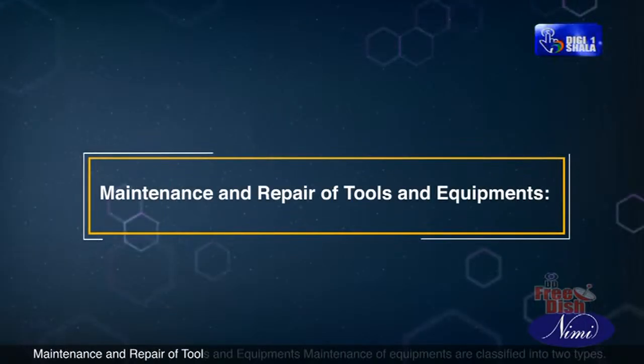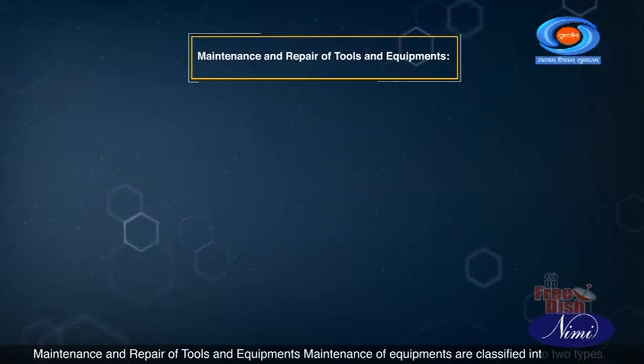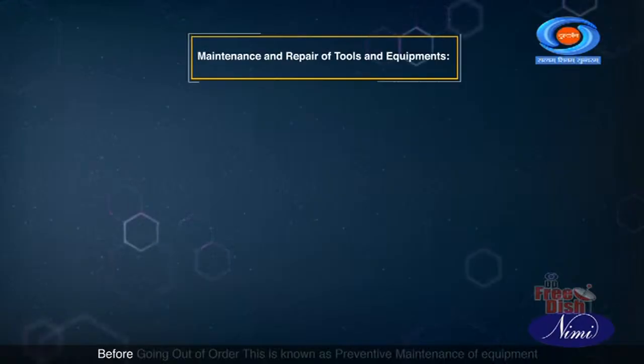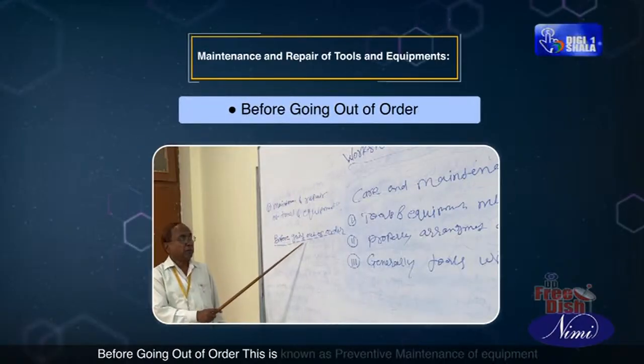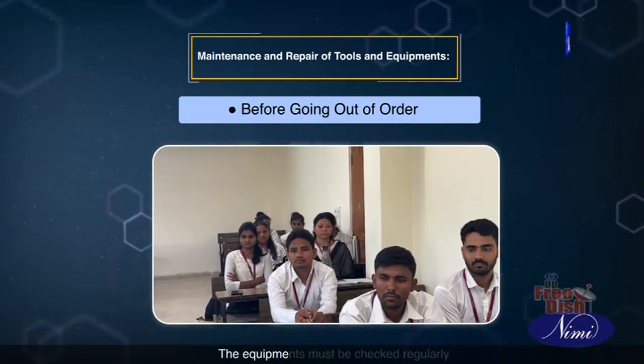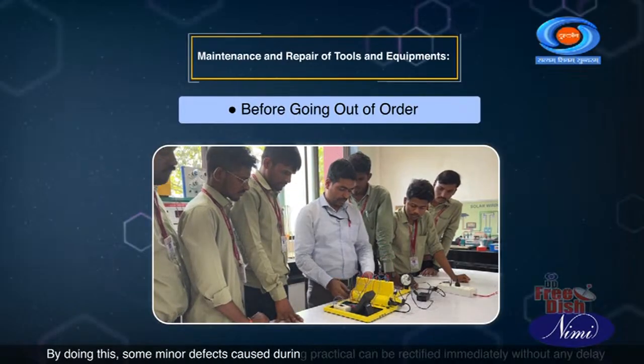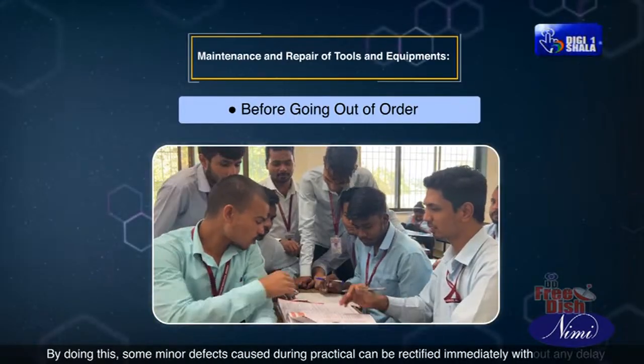Maintenance and repair of tools and equipments. Maintenance of equipments is classified into two types. Before going out of order: this is known as preventive maintenance of equipment. The equipments must be checked regularly. By doing this, some minor defects caused during practical work can be rectified immediately without any delay.